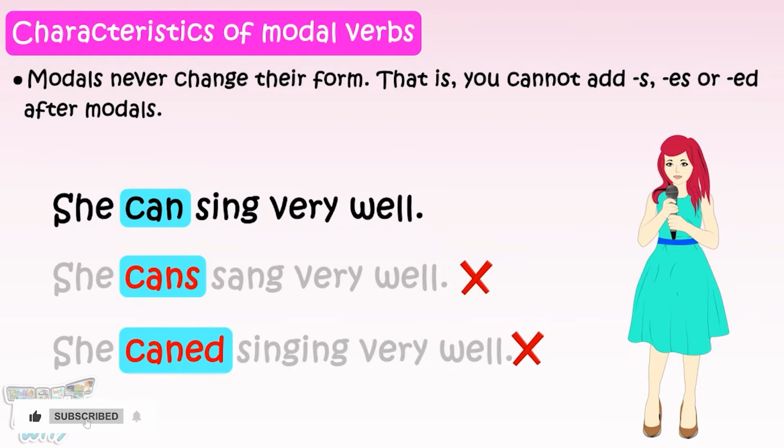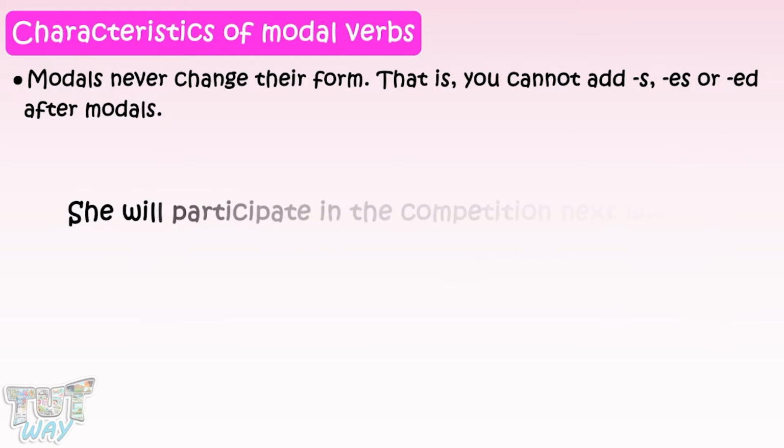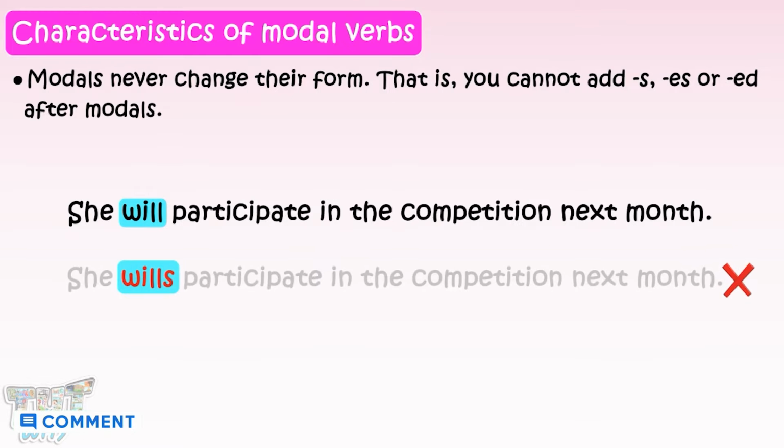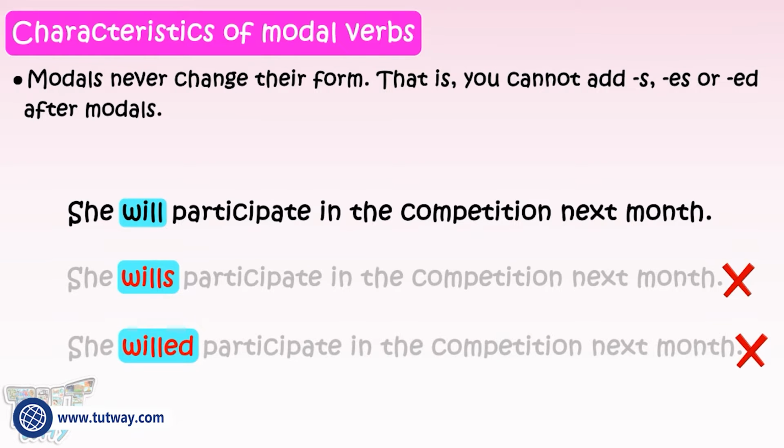Another example, she will participate in the competition next month. You can never write she wills participate in the competition next month, or she willed participate in the competition next month. A modal will never change its form. A modal never changes its form according to tense or persons. Here we have the next characteristic of modal verbs.